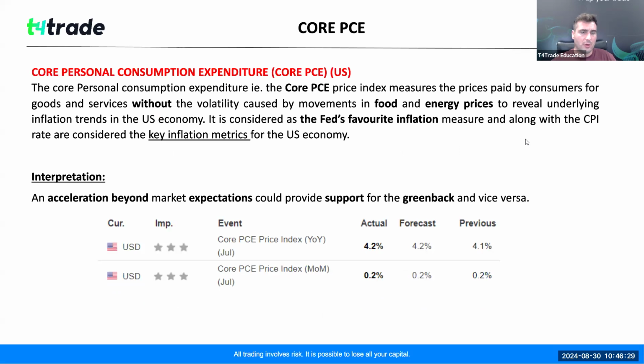So the core personal consumption expenditure, the core PCE, is the Fed's favorite inflation metric. We probably have heard about this so far. The core PCE index measures the prices paid by consumers for goods and services without the volatility caused by movements of food and energy prices, because it's core PCE. And this tends to reveal the underlying inflation trends in the US economy.